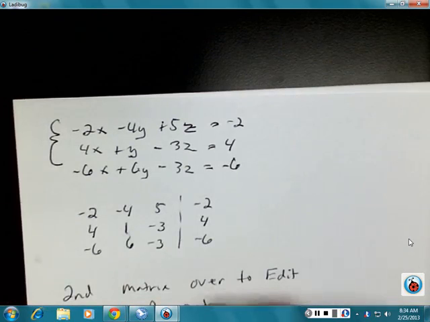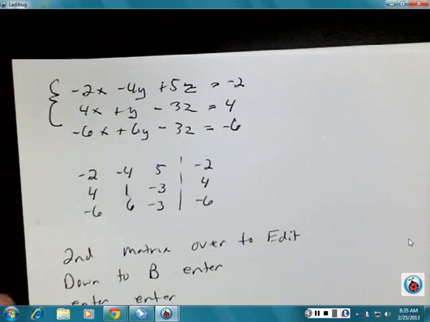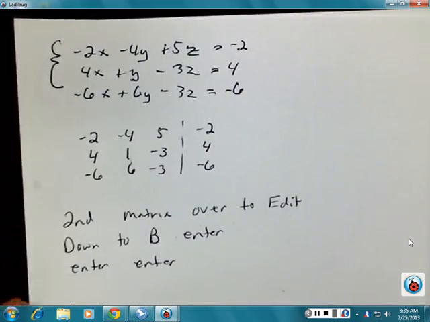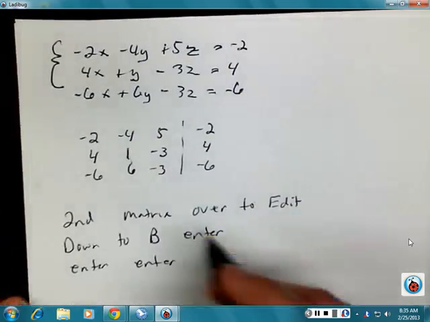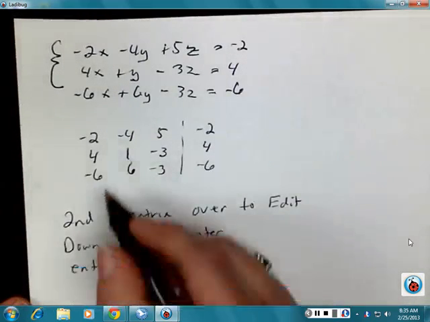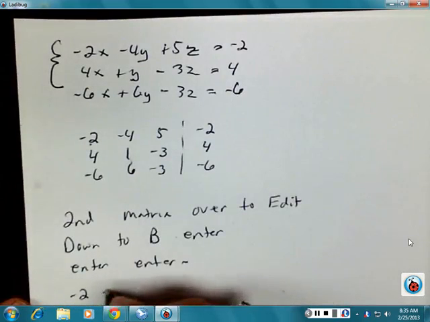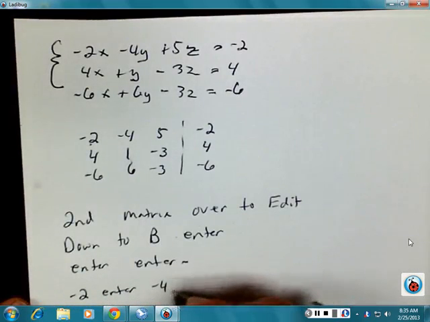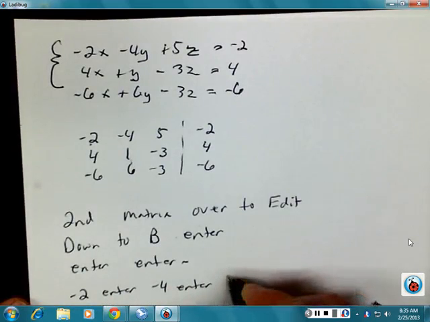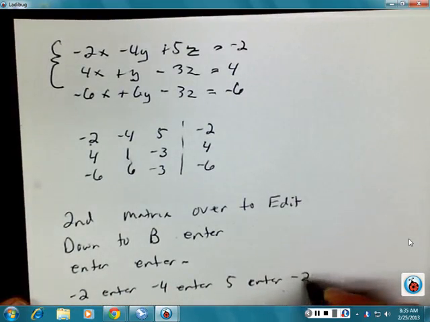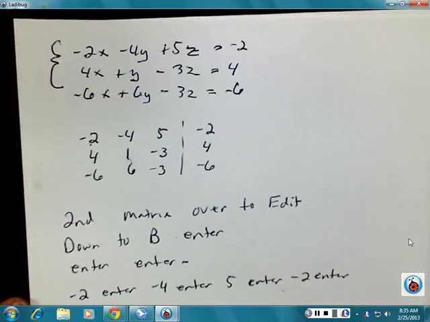Hit enter. And what that does is pulls up that matrix. And then we're going to hit enter and enter to get beyond the 3 and the 4 in our calculator. And so as we do that, we got our space across there, and now you just start entering your numbers. So negative 2, enter, negative 4, enter, 5, enter, negative 2, enter. And that gets you to your next line.